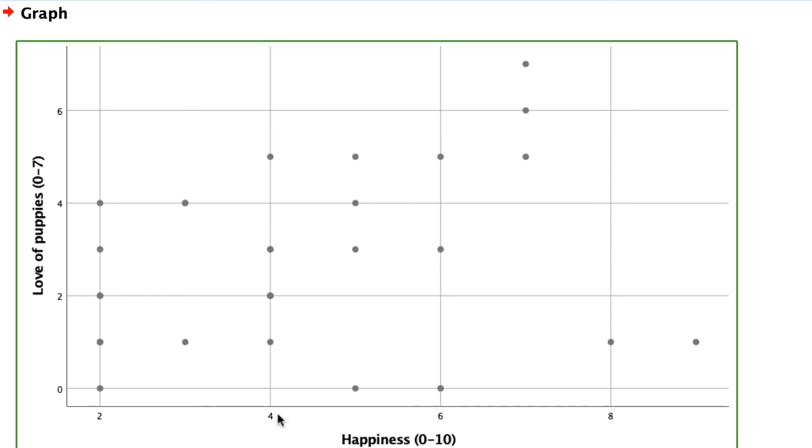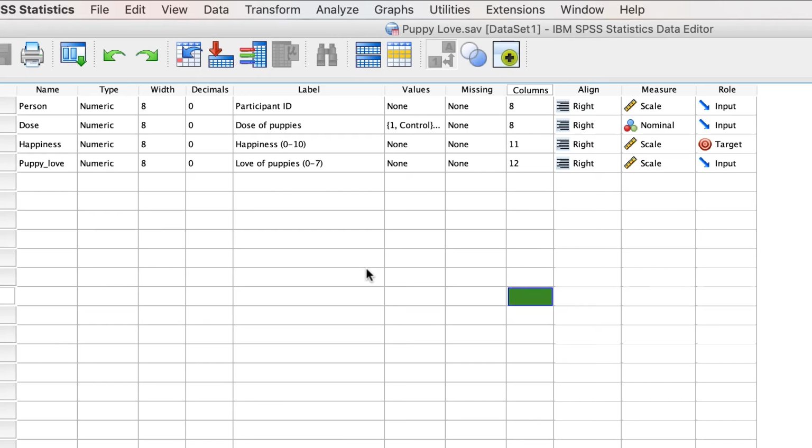So for the most part, we can see there is a linear relationship. There's a couple down here that we would consider outliers, but for the most part, we will consider this to be a linear relationship. We will want to check and see that our covariate, love of puppies, does not differ across the 3 dosage groups for our independent variable.